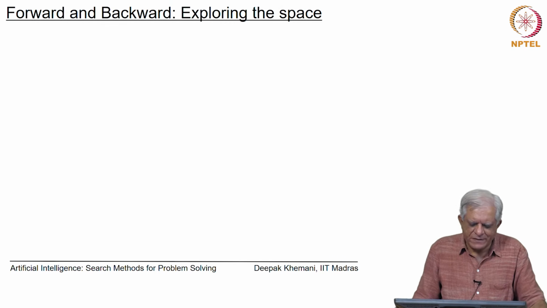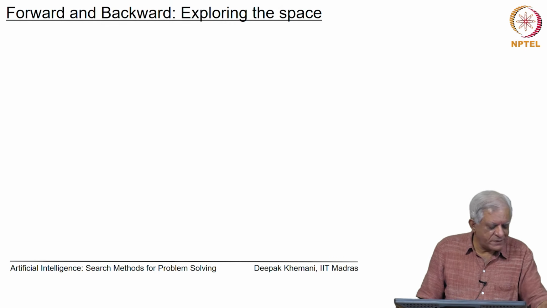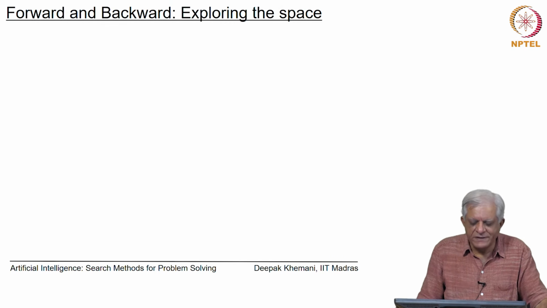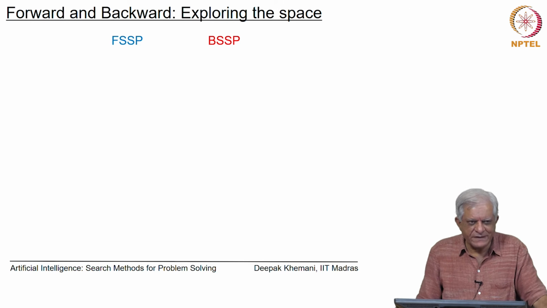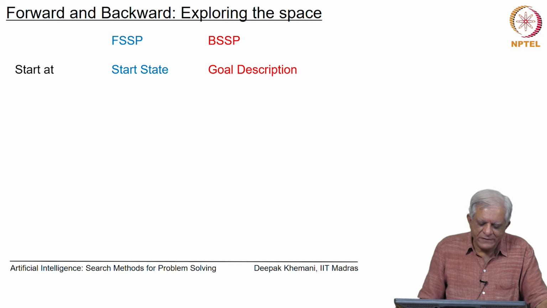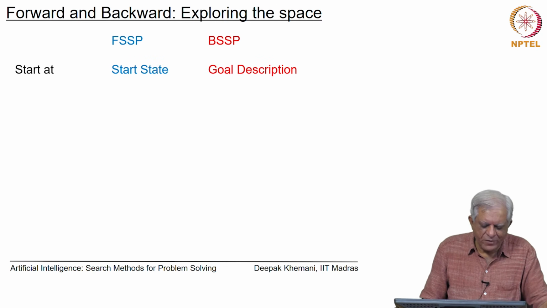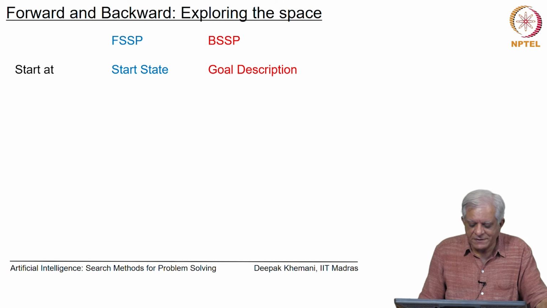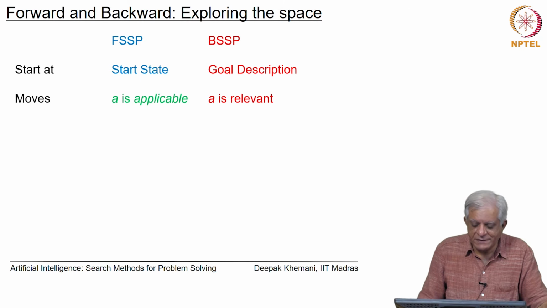So, let us do a quick comparison of these 2 algorithms, forward and backward. How do they explore the space? We have these 2 algorithms, forward state space planning and backward state space planning. The start point is different for the 2. Forward algorithms begin at the start state and look for a plan to reach the goal. Backward state space planning starts with the goal description and looks for a plan which will be executable in the start state essentially.